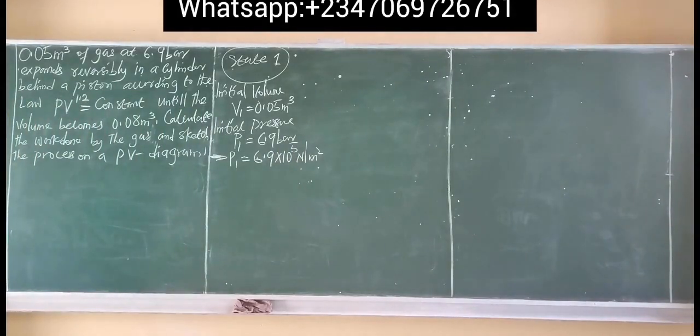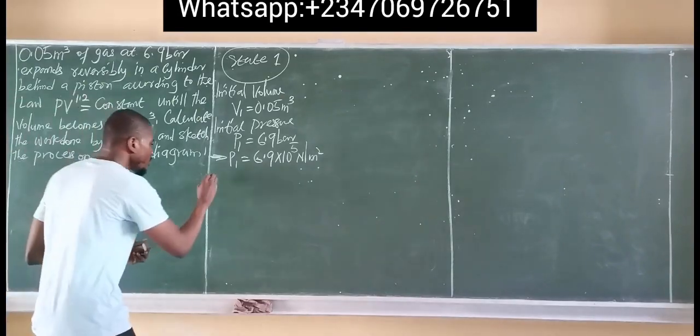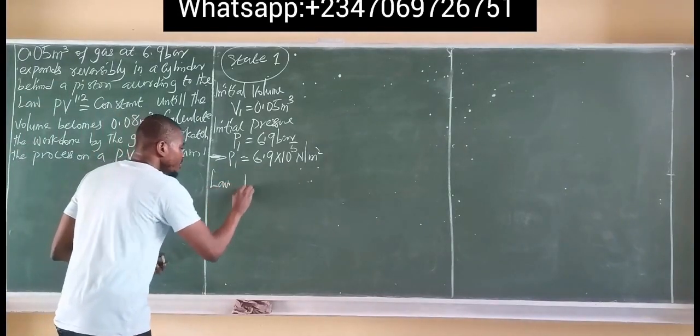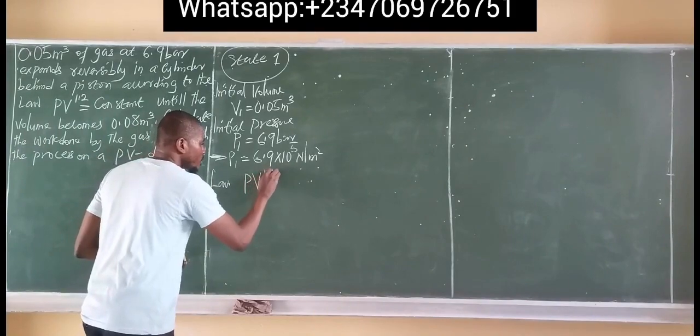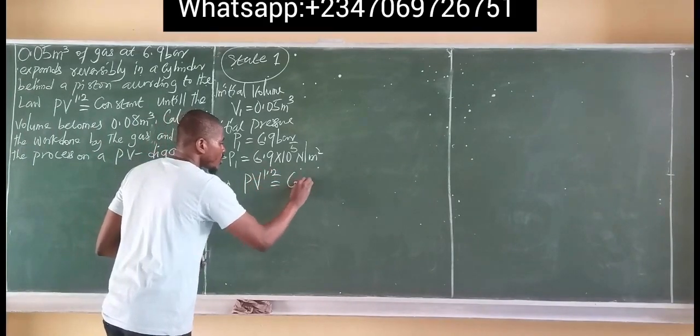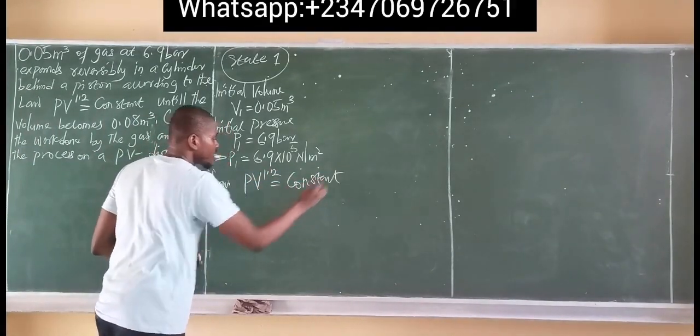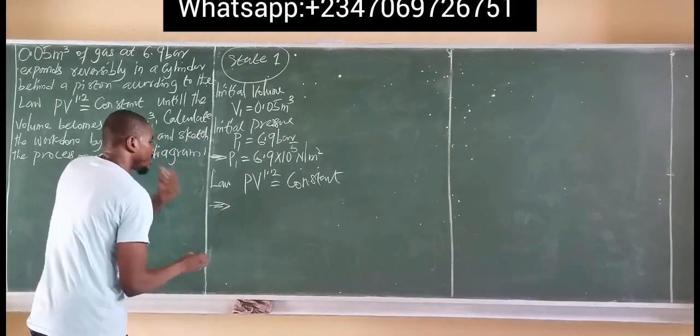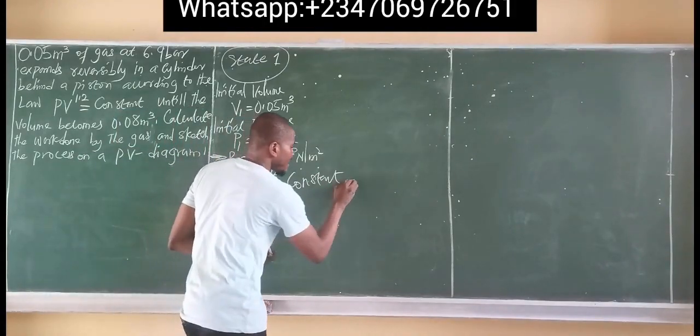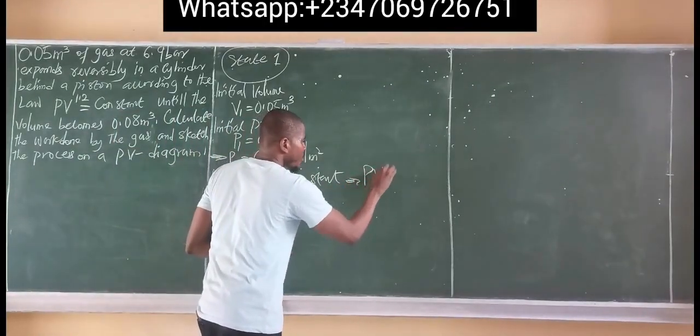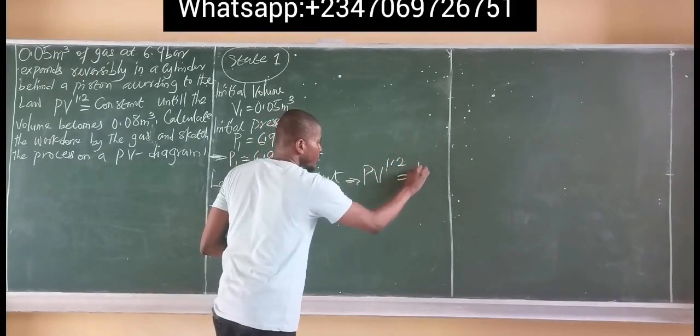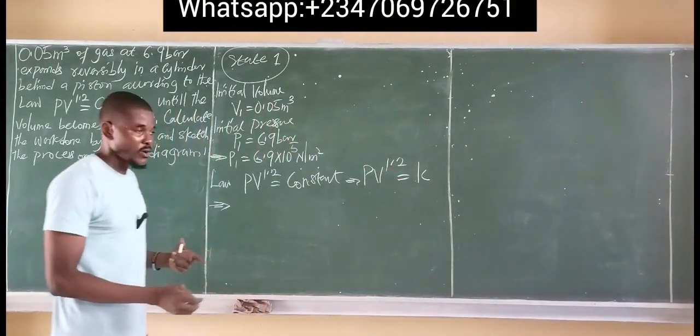Okay, expands reversibly in a piston behind a cylinder according to the law. So we are given a law. The law is PV to the power of 1.2 is equal to constant. So this simply implies that PV to the power of 1.2 is actually equal to K, where K stands for the constant.